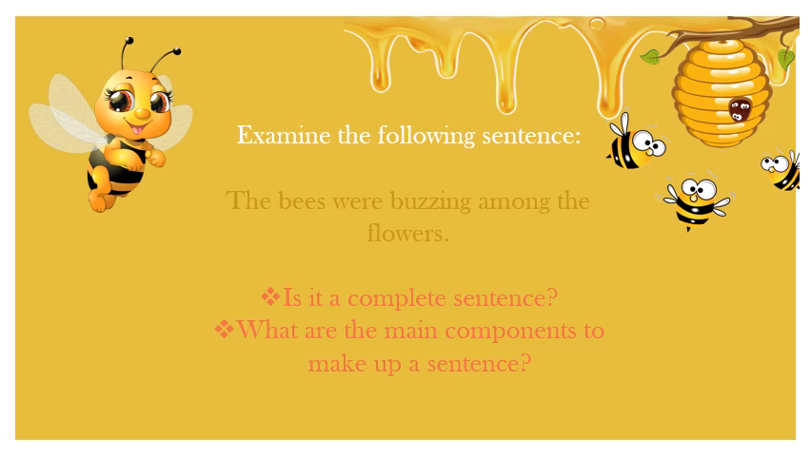What are the main components that make up a sentence? Again, we said we must have a naming part, telling part, and the complete idea. The naming part is the part that we call the subject, and the telling part is the part that we call the predicate. So from now on, we should stop using the names naming part and telling part, and you must start using the words subjects and predicates. Okay? Let's go to the details now.